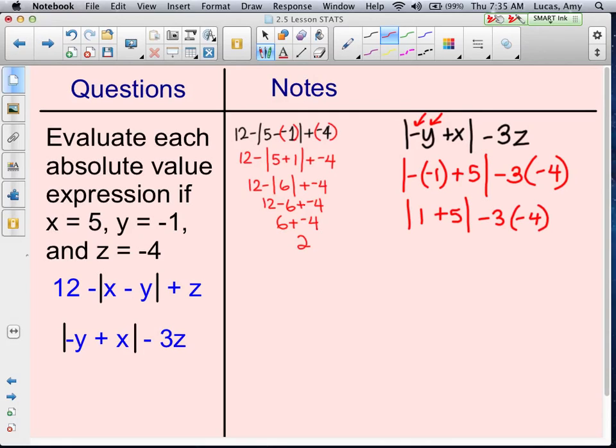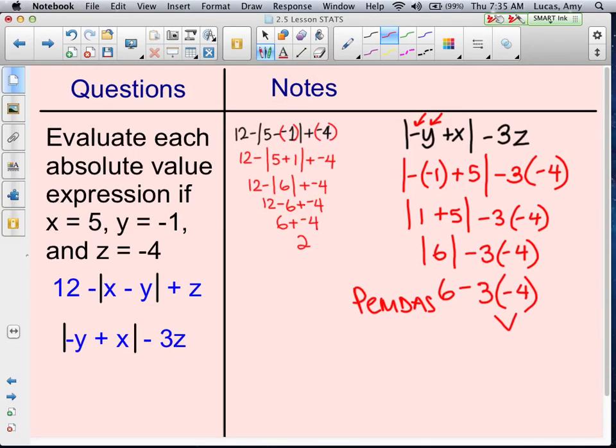Okay, now still inside my bars, the absolute value of 6 again is 6. So I have 6 minus 3 times -4. I do not subtract before I multiply. Not ever in my order of operations, PEMDAS, so please multiply. -3 times -4 is +12, so 6 plus 12 is 18.